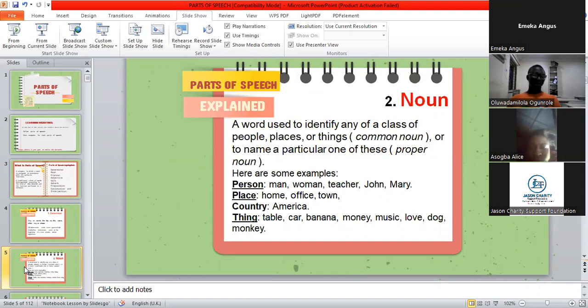And we're talking about things. You can talk about a table, a car, a banana, money, music, love, dog and monkey. So this basically is the definition for a noun.